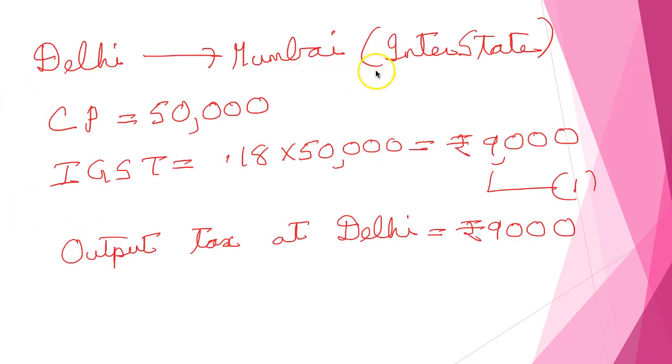Now Delhi to Mumbai is interstate. Cost price is 50,000. IGST will be 18% of 50,000, which is rupees 9,000. So output tax at Delhi is rupees 9,000.